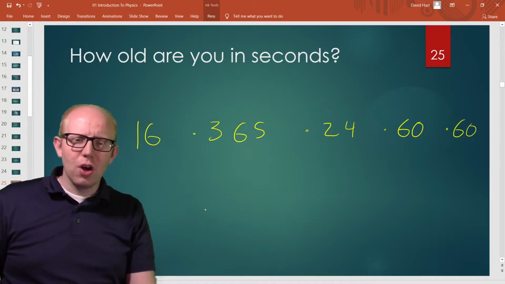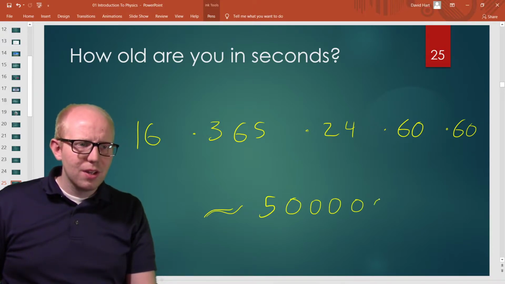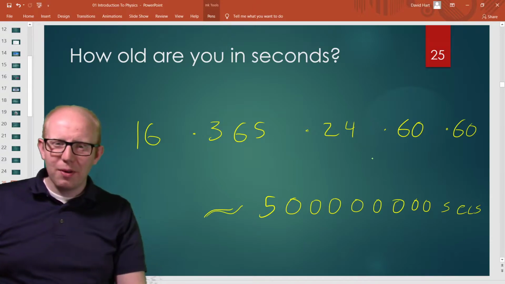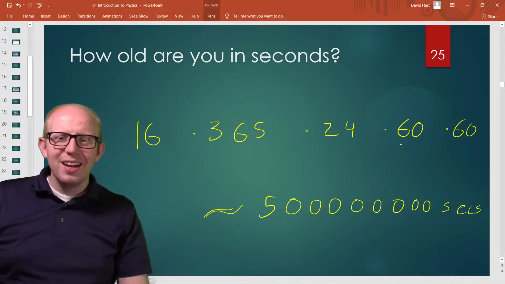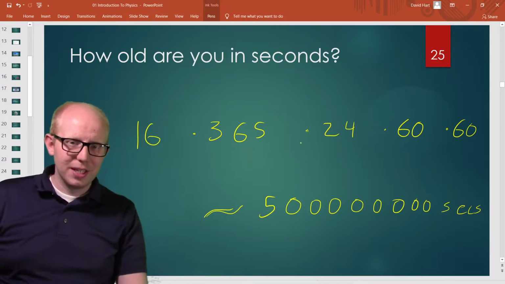And your end result is around 500 million. So it's approximately equal to 500 million, and I'm going to try and get the right number of zeros there. About 500 million seconds. And I won't tell you my age in seconds, but let's just say it's closer to a billion.